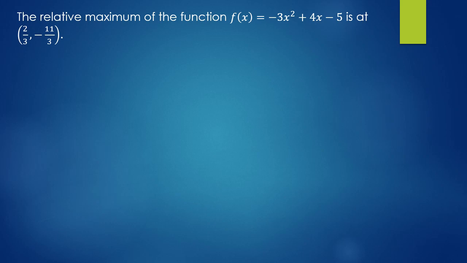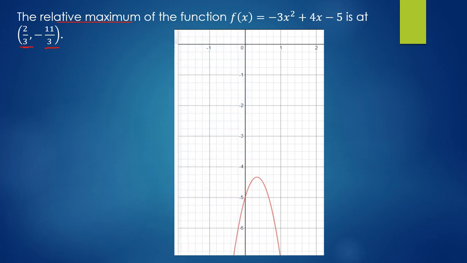Because we had a change from increasing to decreasing, what we have is a relative maximum. And the coordinate of that relative maximum, where the change from increasing to decreasing happened: the x value is 2/3, the y value is negative 11 over 3. So if you look at the graph, it would be something like this. From increasing, it went on to decreasing. So this one is pointing at the relative maximum. So this is the relative maximum.